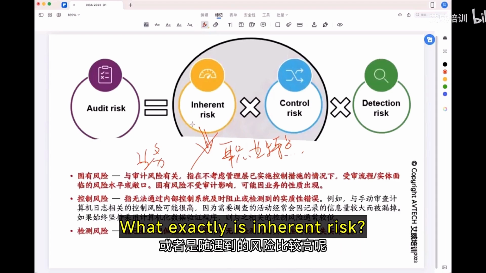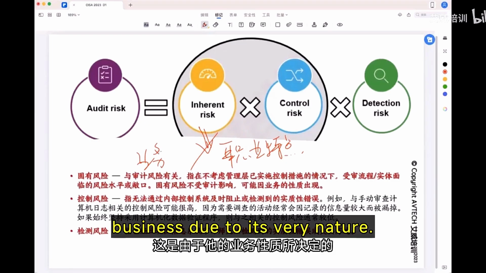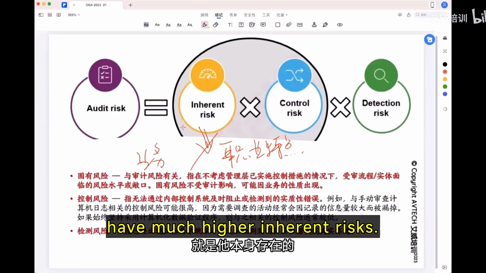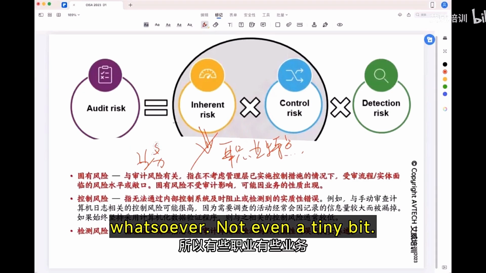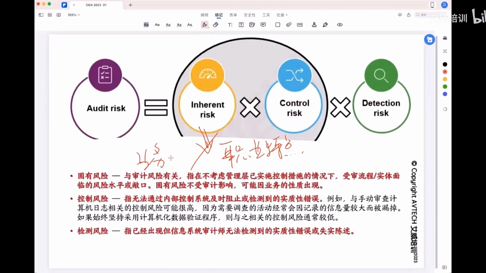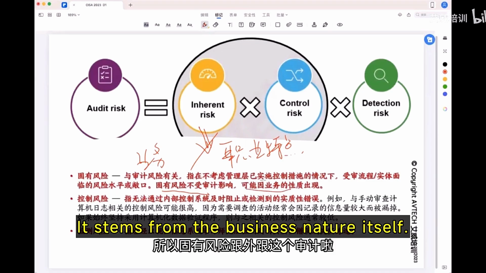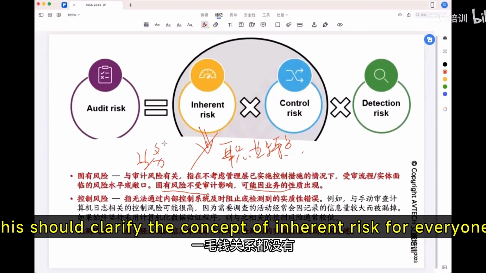So let's talk about this. What exactly is inherent risk? It's the risk that's inherent to a particular profession or business due to its very nature. That's what we call inherent risk. So some professions and businesses have much higher inherent risks, right? So inherent risk isn't related to external factors or auditing. It has absolutely no connection whatsoever, not even a tiny bit. It's inherent. So inherent risk isn't influenced by audits at all. It stems from the business nature itself, or it's defined by the business specifics, right? This should clarify the concept of inherent risk for everyone.